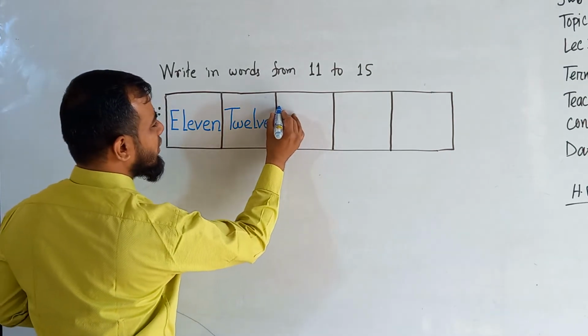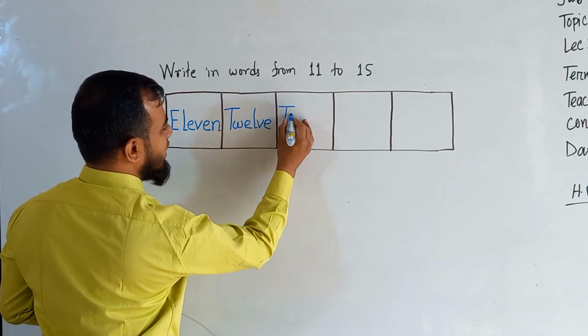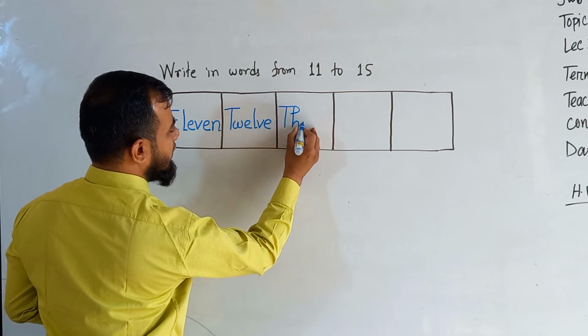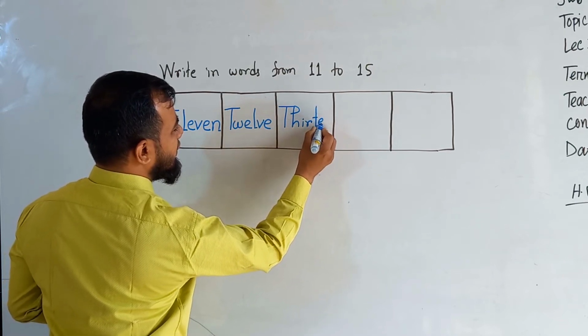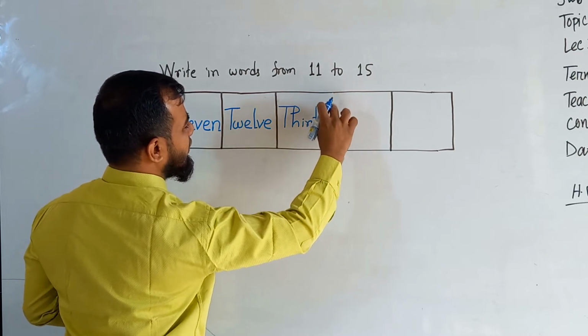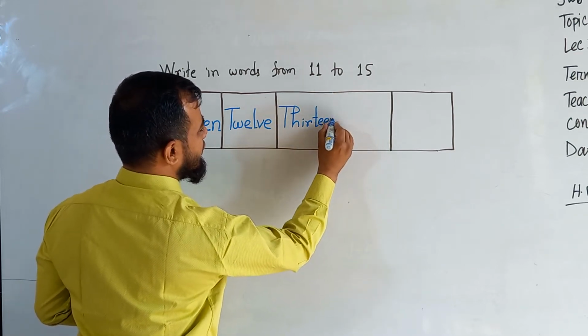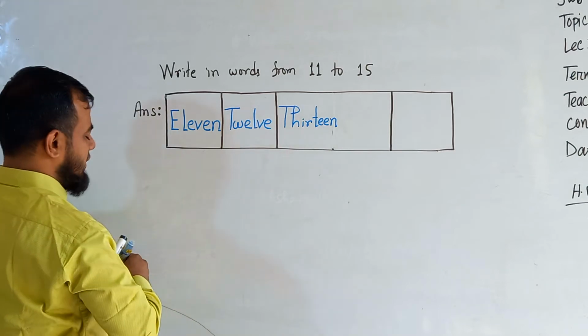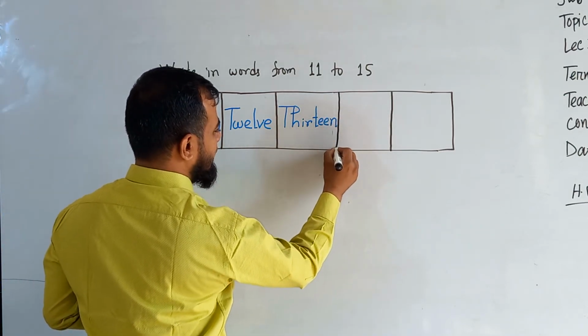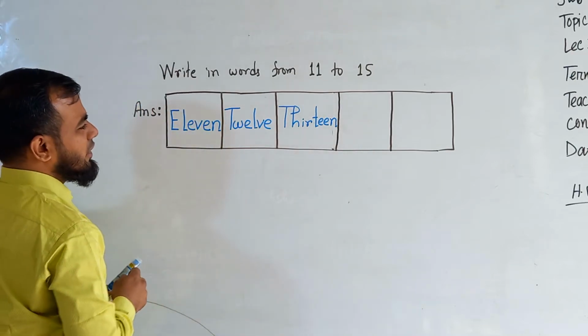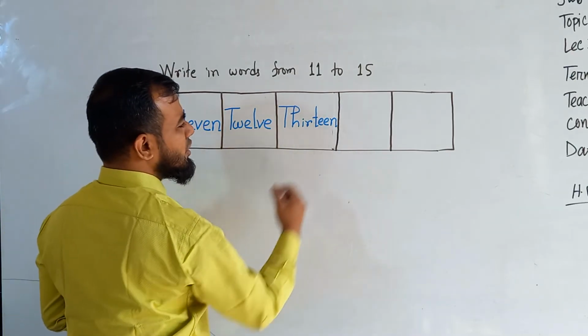The spelling of 13 is T-H-I-R-T-E-E-N, 13. T-H-I-R-T-E-E-N, 13. After 13, the number that comes is 14.